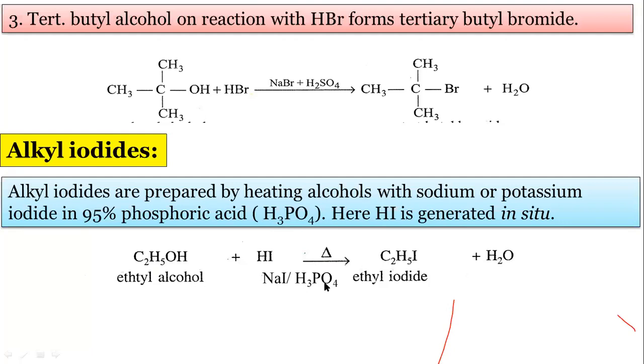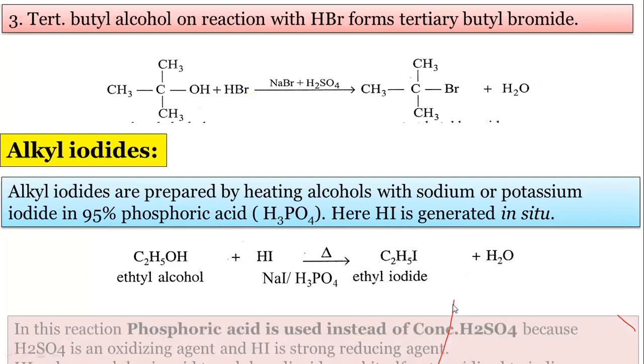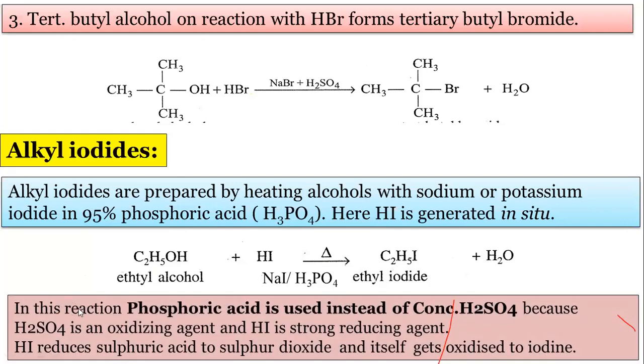This is phosphoric acid. HI is prepared and then it reacts with alcohol. OH is again replaced with iodine and a water molecule is removed. One question is very important in this. I have given the note here again. In this reaction, phosphoric acid, H3PO4, is used instead of concentrated H2SO4, because see here carefully, H2SO4 is an oxidizing agent and HI is a strong reducing agent.